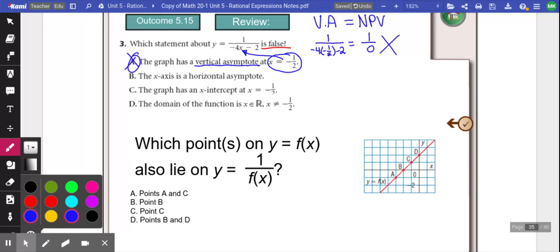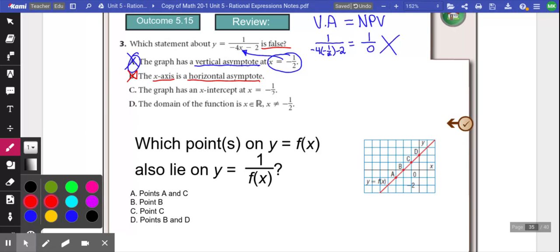Part B, the x-axis is a horizontal asymptote. So this means that you're not allowed to graph on the x-axis. That's actually always true for all of our questions. So that is a true statement.